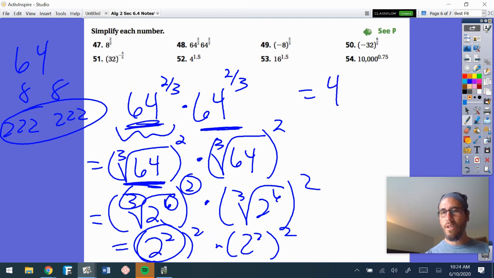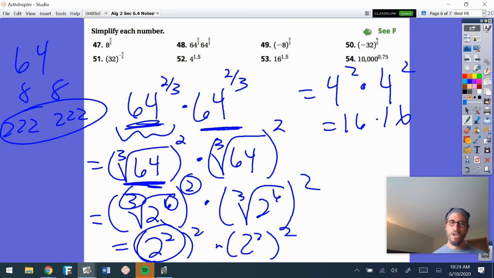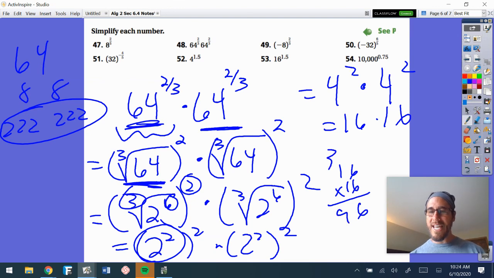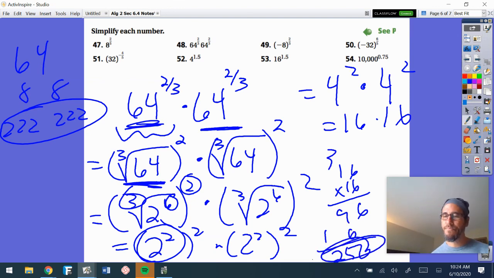So it's going to be 4 squared times 4 squared. What's 4 squared? That's 16 times 16. What is 16 times 16? Class, I might have to do a little longhand for that bad boy, right? 16 times 16. Let's go 6, 3, 9, 6, 1, 256. Okay? And that one was definitely a little bit tougher.